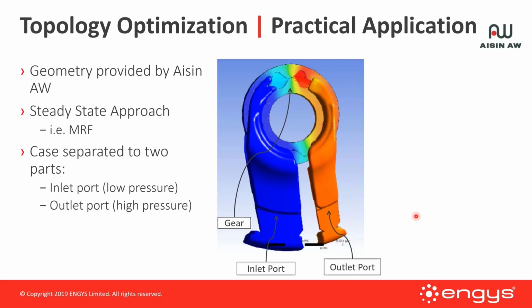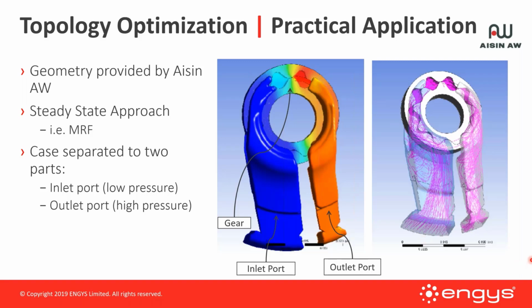So the case was separated into two parts. We have a low pressure and a high pressure. So we've got an inlet port and an outlet port. And just the initial flow field, we can see these streamlines show that they're swirling. And just a note, in this case, we're not morphing in the gear region at all. We want to leave that completely alone because that's been designed by that engineer. So we really only want to work in the inlet port and outlet port region themselves.